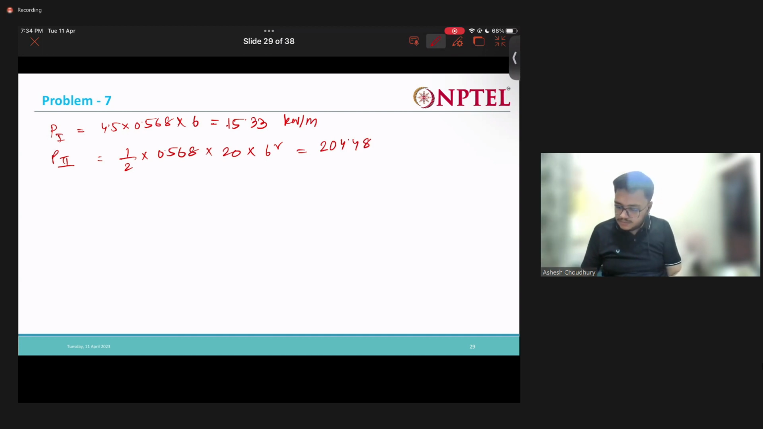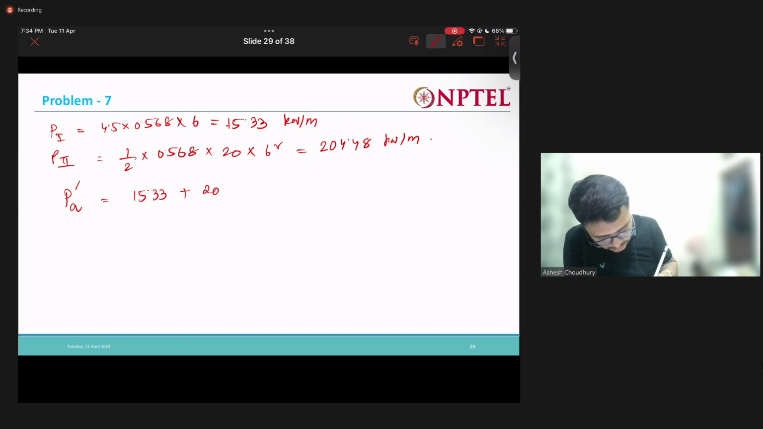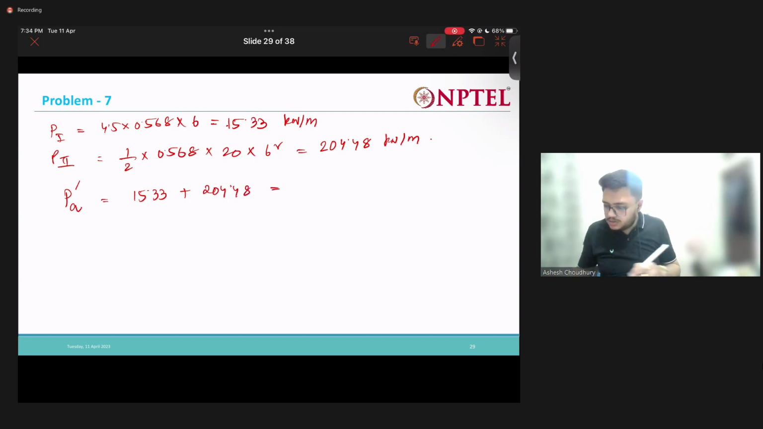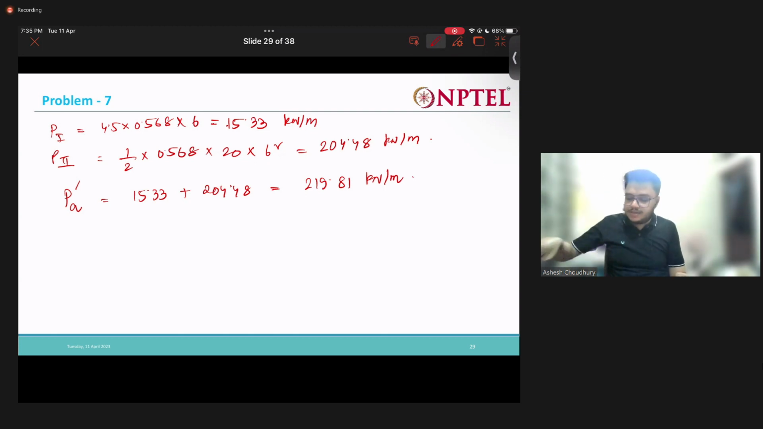204.48. So total PA dash is equal to 15.33 plus 204.48. How much will it be? 219.18. Now let us find the resultant.